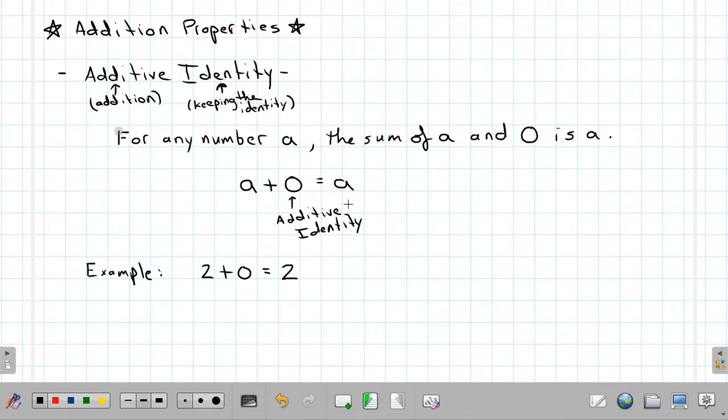If we add 0 to anything, we could do another one here. 5 plus 0 is equal to 5. The 5 kept its identity. So like I said, if you think about the actual words that describe the property, additive identity, the operation is going to be addition, and we need to add something to keep it the same. In that case, that number is 0.